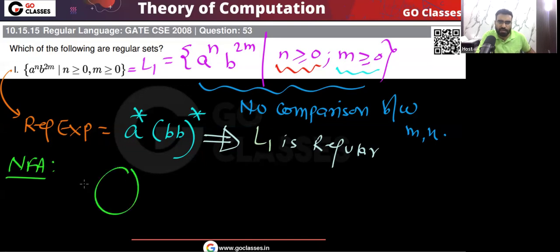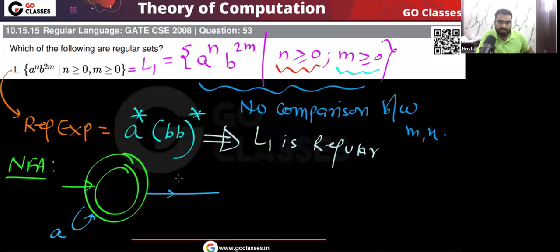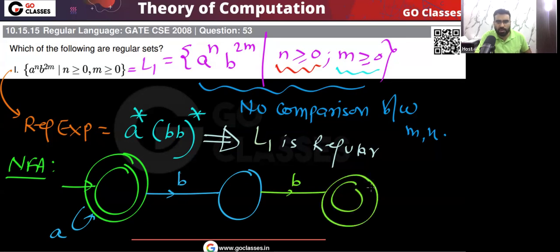What will be the NFA? The initial state will be final. Here you can easily see that the empty string is accepted. Any number of a's coming will be accepted. After that, if b is coming, don't accept. Now if another b comes, then you can accept. Then if another b comes, just wait for one more b. So that's it. This is your NFA.